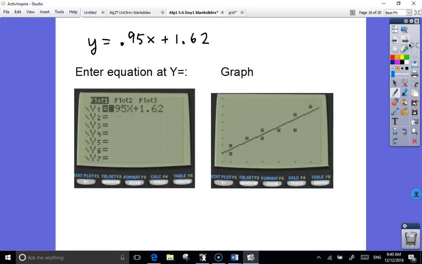Did you do this? Did you get the line going through the middle of the points? It was hard.